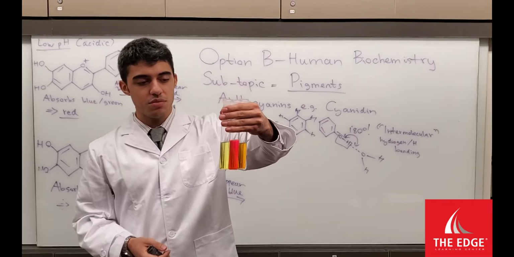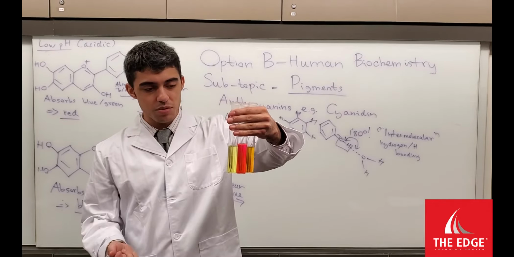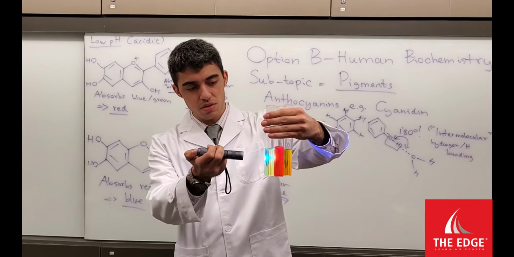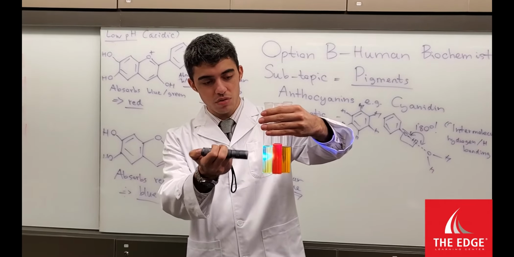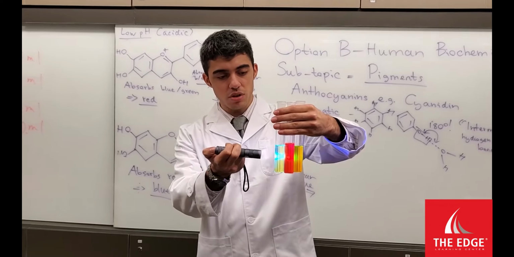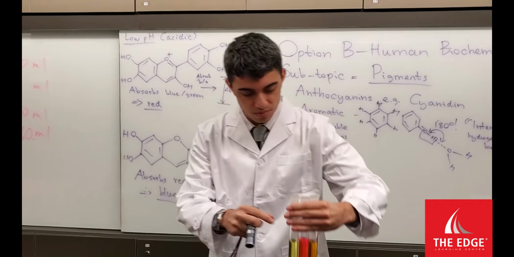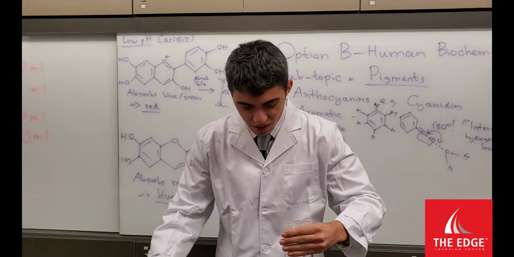Here I have 3 samples that were made in my lab of organic molecules dissolved in solvent. If I shine UV light through them, they give off a very beautiful color. And this phenomenon is known as fluorescence, and you'll learn about fluorescence in IB chemistry. So these are types of dyes.